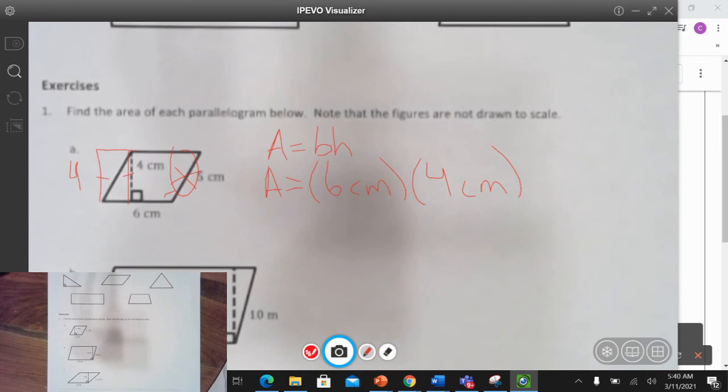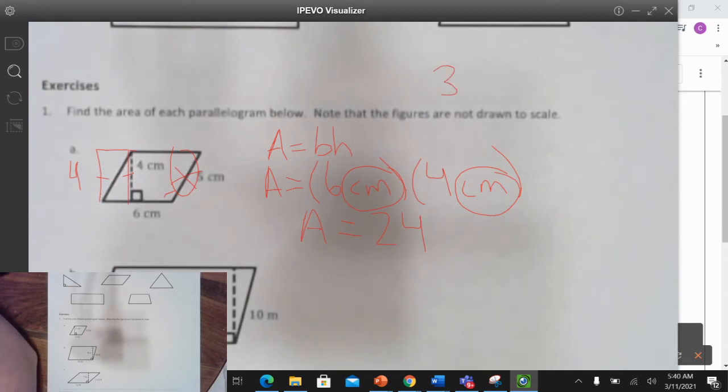Okay. Then all we're doing is multiplying those together. So the area is equal to 24. And then notice we're multiplying centimeters by centimeters. Remember, this goes back to what we learned. If we are multiplying 3 times 3, we can write this as 3 squared. So centimeters times centimeters is going to be centimeters squared. So the area of the shape in A is 24 centimeters squared.